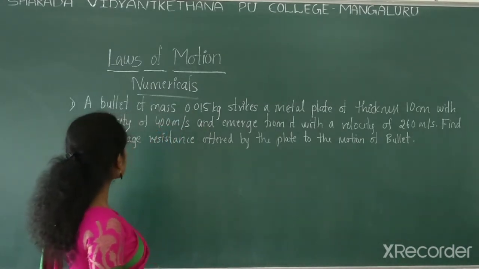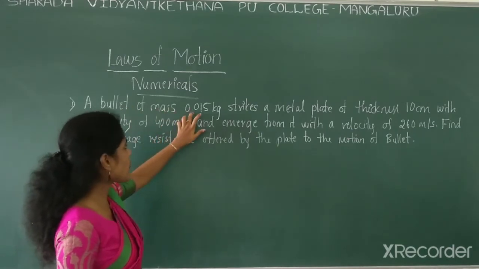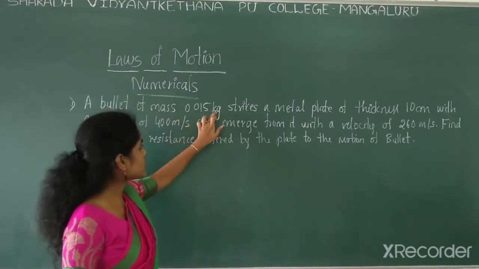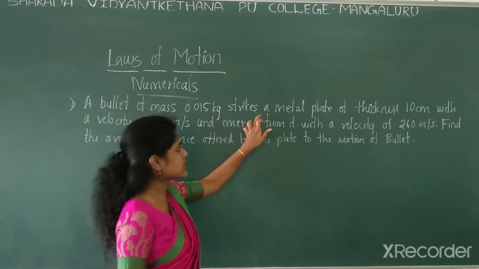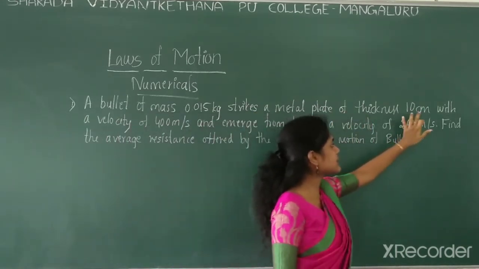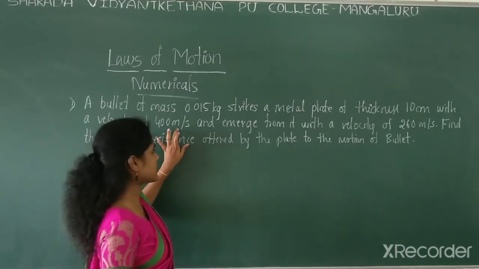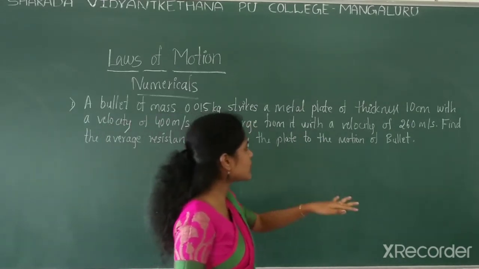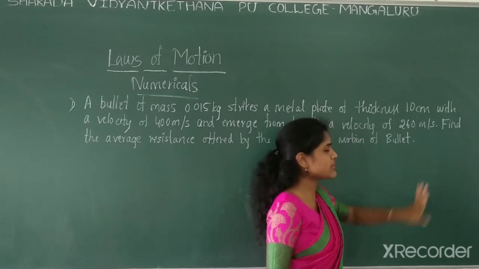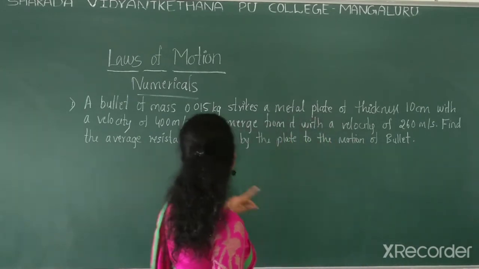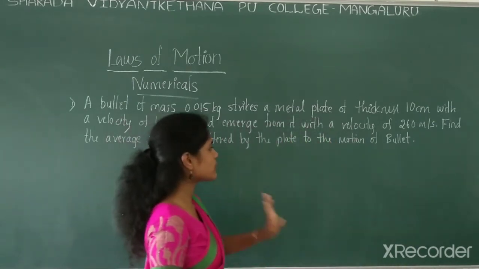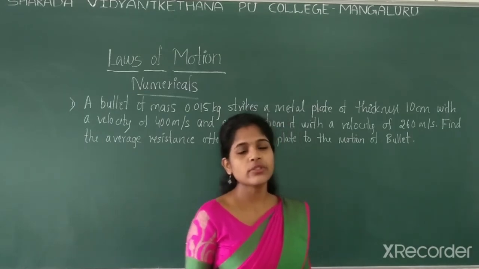So the question is given: a bullet of mass 0.015 kg strikes a metal plate of thickness 10 cm with a velocity of 400 meter per second and emerges from it with a velocity of 260 meter per second. So what you have to do? Find the average resistance offered by the plate to the motion of the bullet.